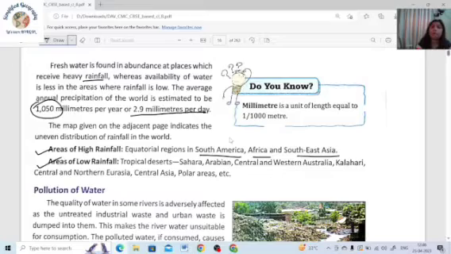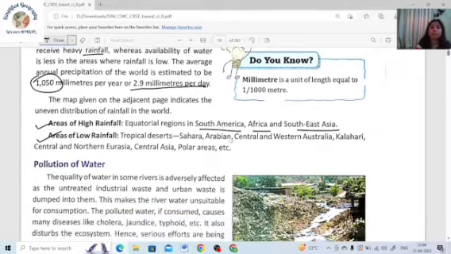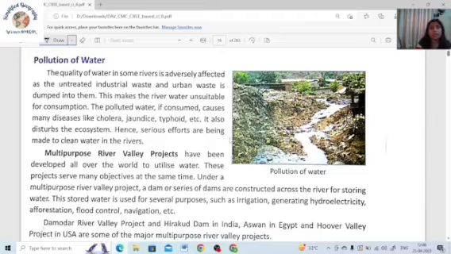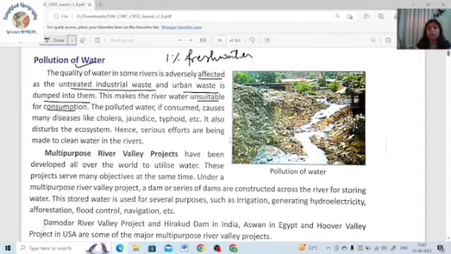Okay, now let us come to the problems. As I have already mentioned, basically we are dealing in this chapter with the problems and the solutions. So what are the problems related to water? The quality of water is on the edge of damage. Some rivers are adversely affected as untreated industrial waste or urban waste is dumped into them. This makes the river water unsuitable for consumption. I have mentioned that only 1% is fresh water left which is fit for human consumption. So it is a high alert that now it is time to save water.